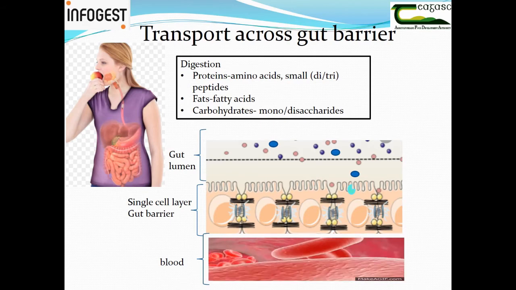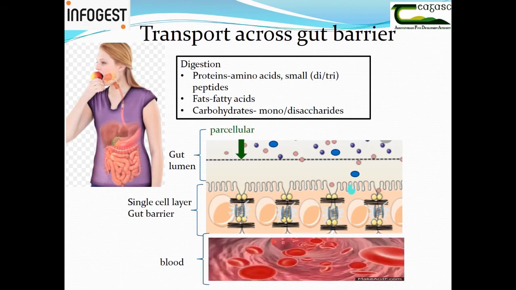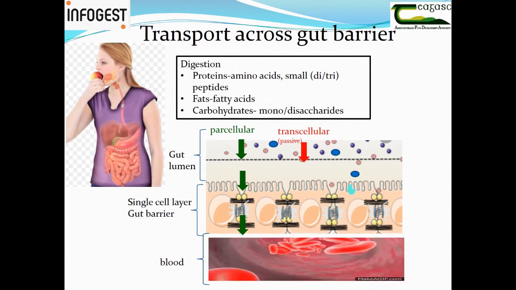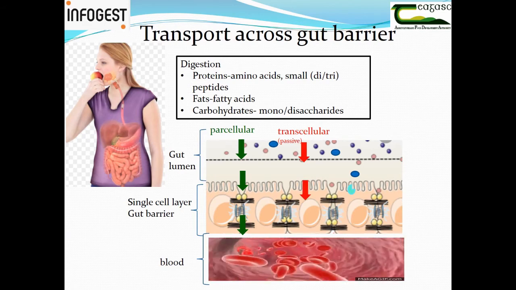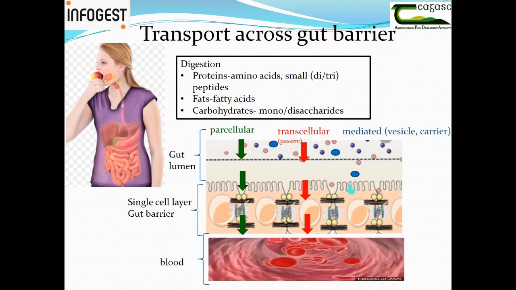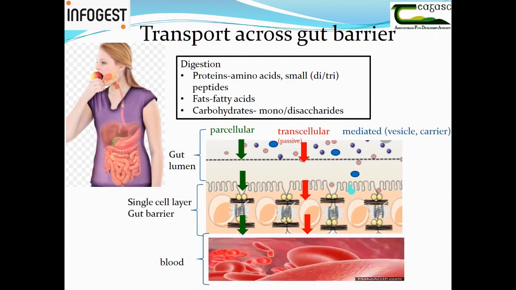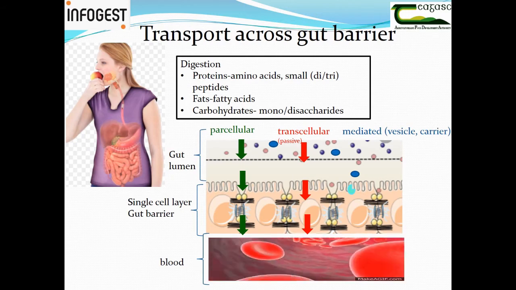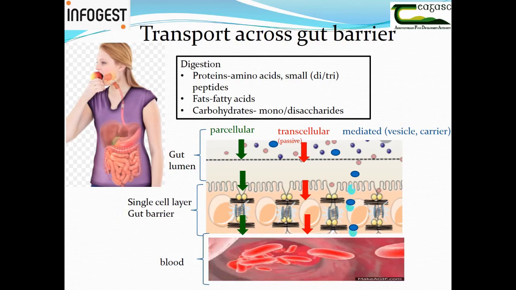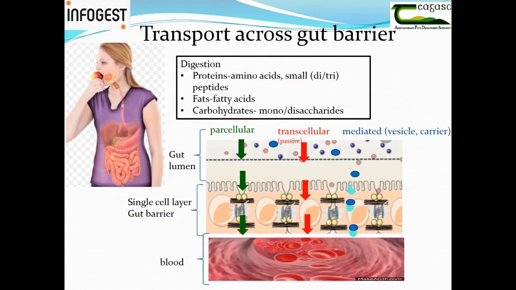So how does it do that? There is paracellular transport, which is through those tight junctions. There is transcellular transport, which is a passive diffusion system through the cells. And then there's mediated transport, which is vesicle or carrier, where the food digested is literally brought up across the cells. It's actively transported across the cells to the blood.